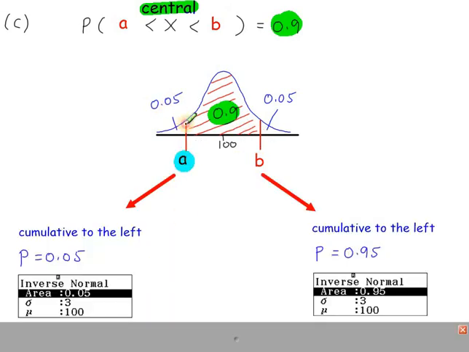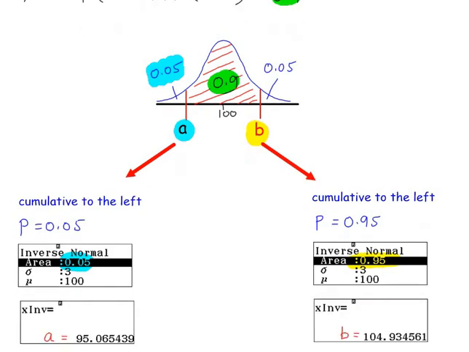So to work out A, we're going to use 0.05 here, and to work out B we're going to use 0.95 here. So we get these two values for A and B.